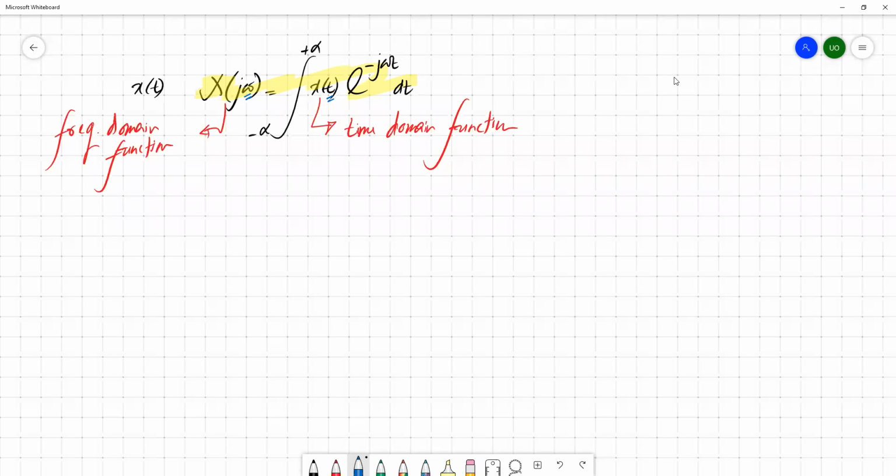So which means this capital X represents the frequency domain function and simple x represents the time domain function. So then we came to a conclusion: if you want to evaluate the Fourier transform of a particular time domain function x(t), you should have a thorough idea about integrations.